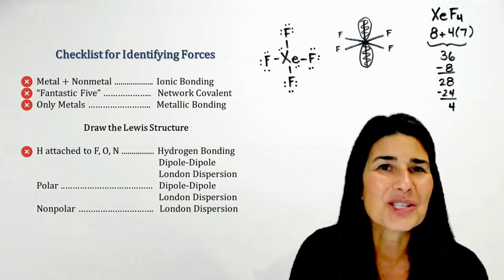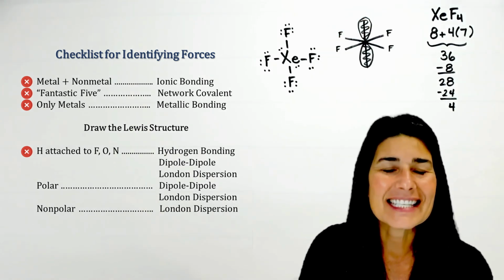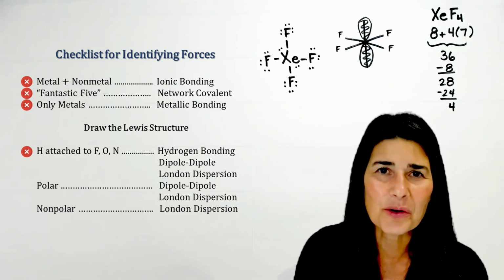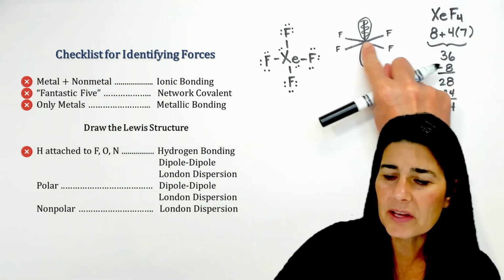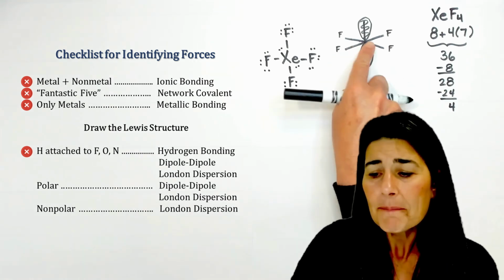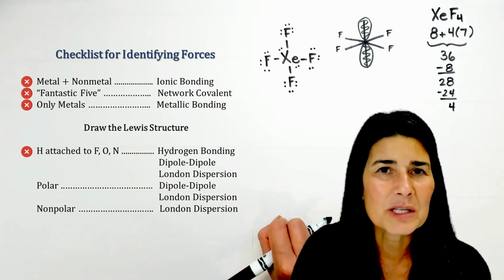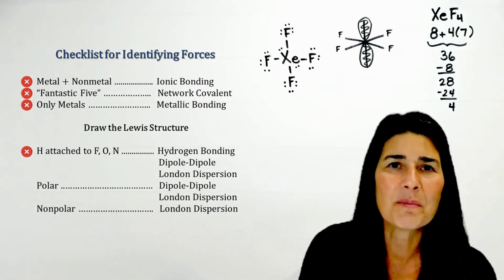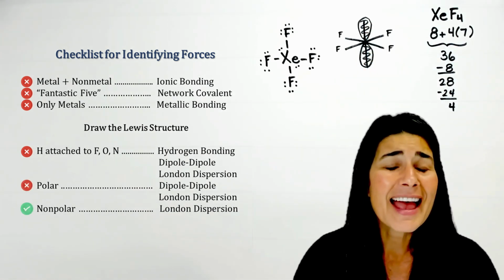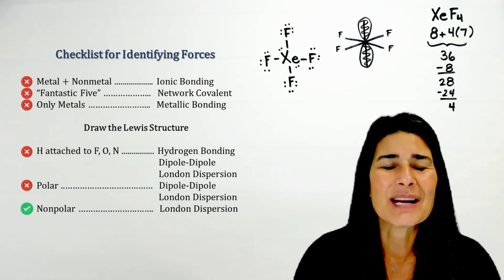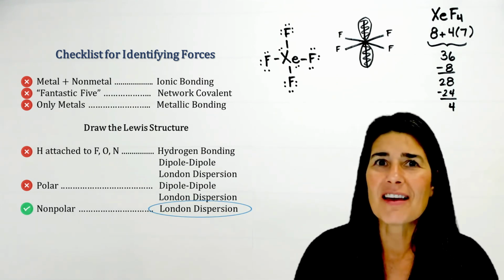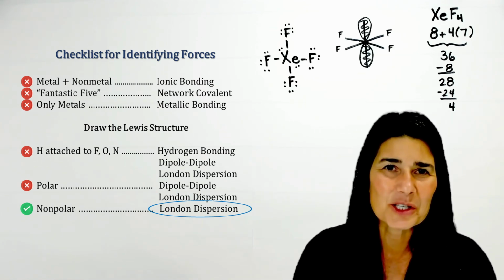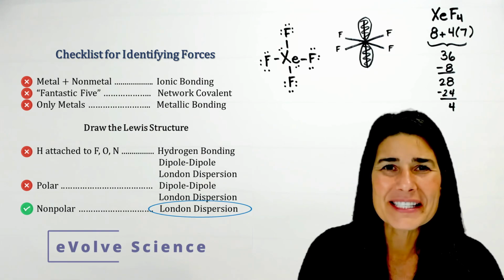Now, looking at that structure right there, this is a symmetric structure. All the dipole moments are going to cancel out. The pull from fluorine this way will cancel with the pull from fluorine this way. These two fluorine atoms, their dipole moments will cancel out there. The lone pair on the top cancels out the lone pair on the bottom. So overall, XeF4 is a non-polar molecule. Therefore, the only intermolecular interactions for this molecule are London dispersion forces. I hope that helps. Take care.